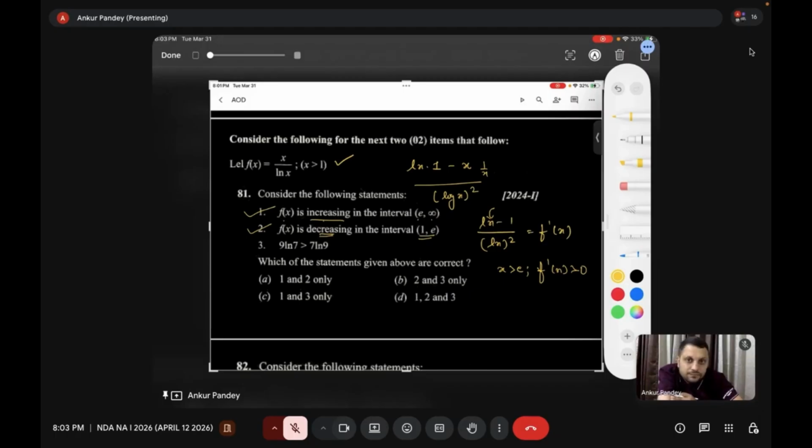Clear? Now the third question. Look at it. Make it look like the function. So x and log x should be there. So if 9 is there, below 9 should be log 9, keeping the sign same. 7 is there, below 7, log 7. Yes or no? Did you get it? Is this statement true or false? How will you tell?